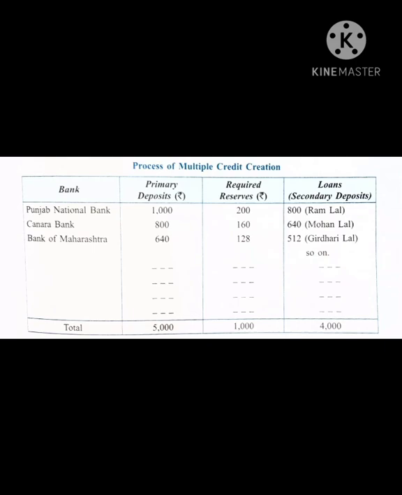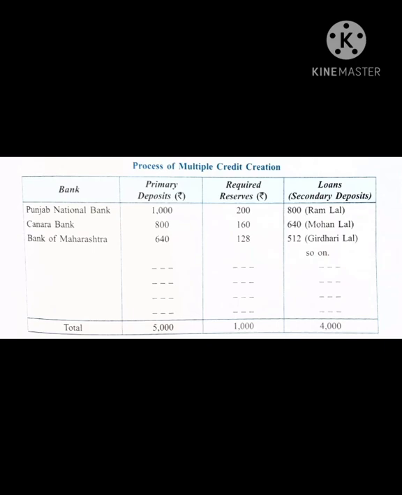What will I do? I will reduce 200 from 1000. So what is the amount which remains? 800 is the amount which will remain. Now the bank gives this 800 to Ramlal. Ramlal has his account in Canara Bank. Okay, so now 800 will be transferred to which account? Ramlal's account in Canara Bank. Fine. Now on this 800 again they need to keep an LRR of 20%. If I calculate 20% of 800, it will come to 160. That is the required reserve of 160.